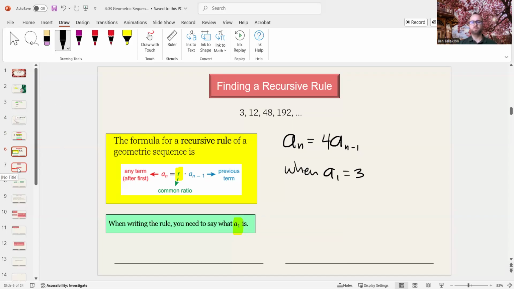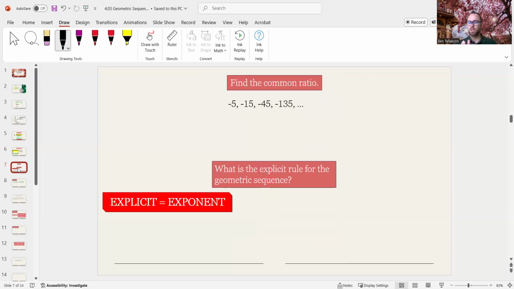There it is. Explicit and recursive rule. Time to practice. Find the common ratio. Can you find it? R is equal to any term divided by the previous term. I always pick the first two, but you could go here divided by this. That's totally fine too, but we will find the common ratio is 3.